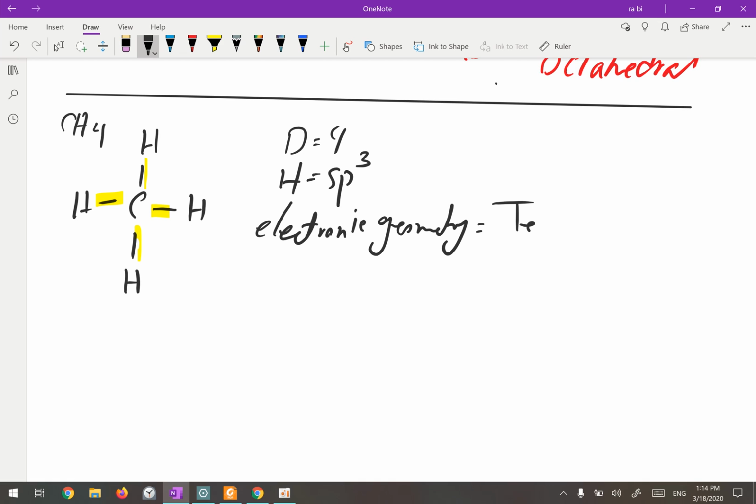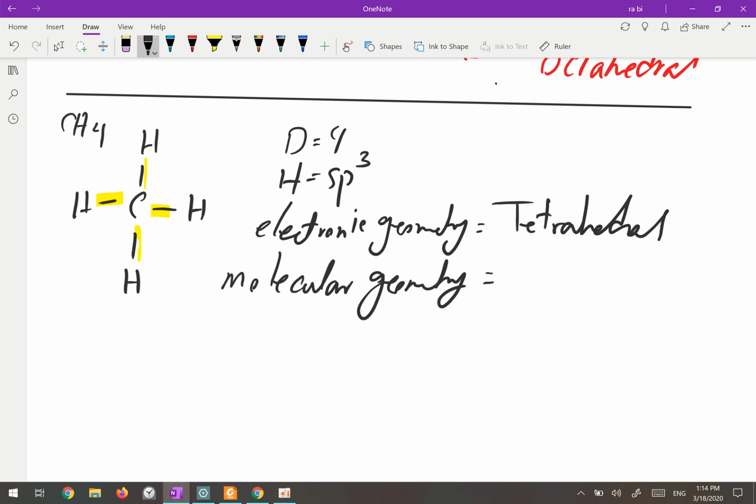is tetrahedral, and we have molecular geometry as well. The molecular geometry for this one is also tetrahedral. When you don't have any lone pair on the central atom, the electronic geometry and the molecular geometry are the same. But if you have a lone pair on the central atom, they would be different. I will explain later what the difference is between electronic geometry and molecular geometry.